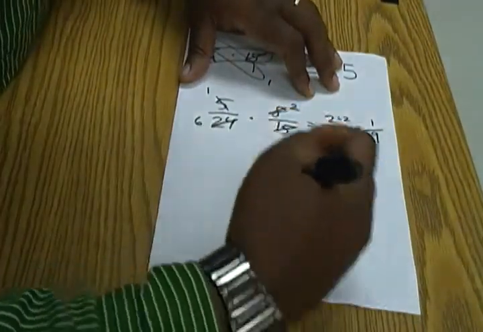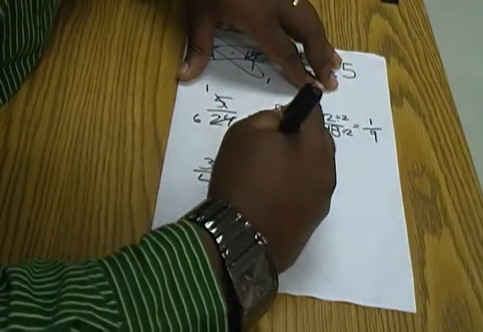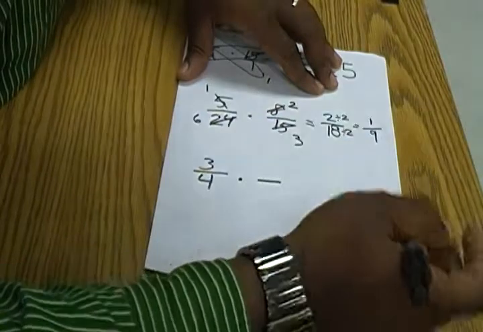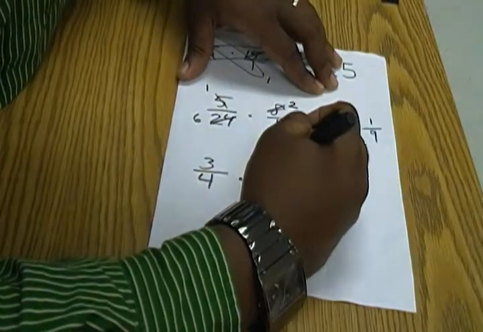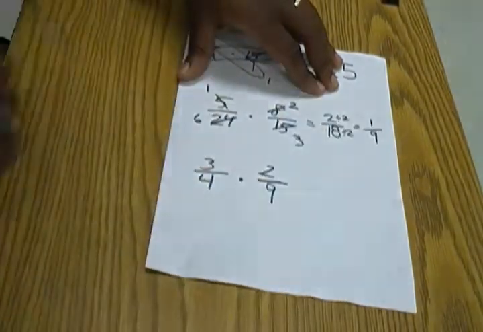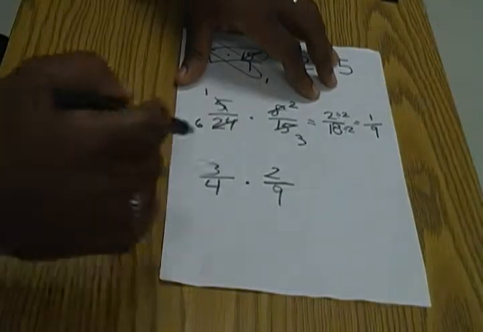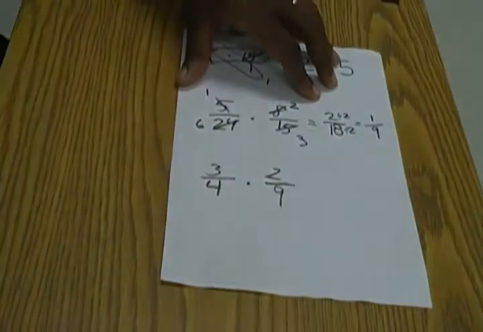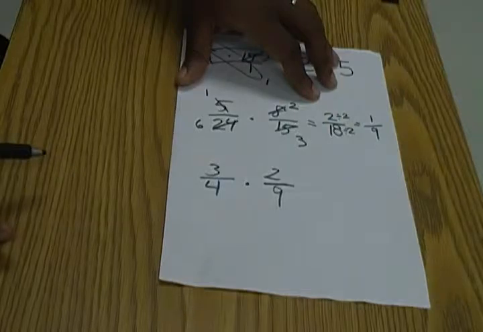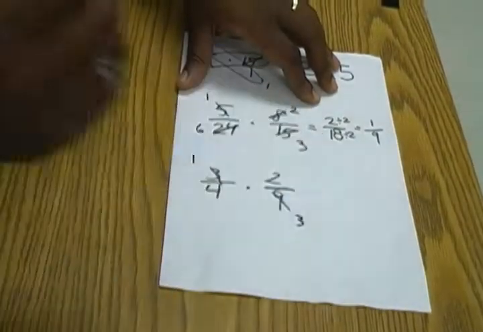Alright, and let's try one more out for good luck. Let's do 3/4 times, let's say, 2/9. Alright, so looking here, can anything go into 3 and 9? In this case, both of them can be divided by 3. Cross them out. 3 divided by 3 is 1. 9 divided by 3 is 3.